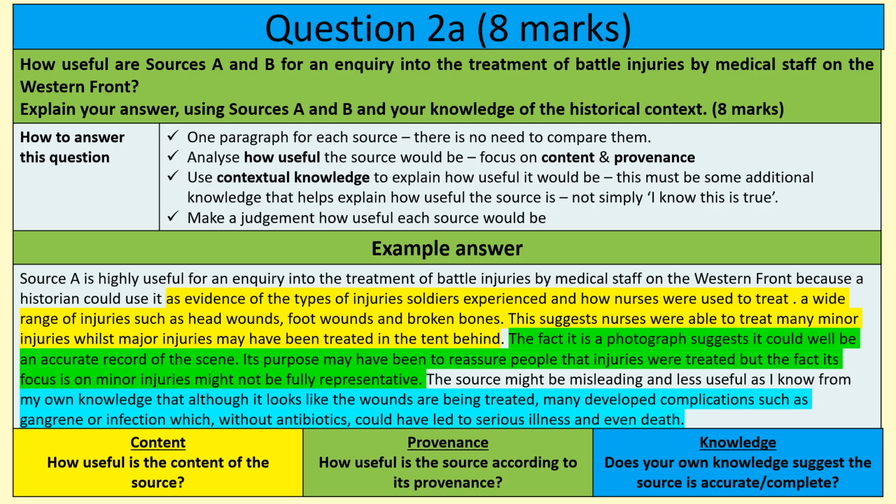So what I've done here is I've color-coded it for you where we're addressing content, provenance, and knowledge, so you can really see that you're kind of looking for 1 or 2 sentences around each of those different areas to pick up the marks for this question.